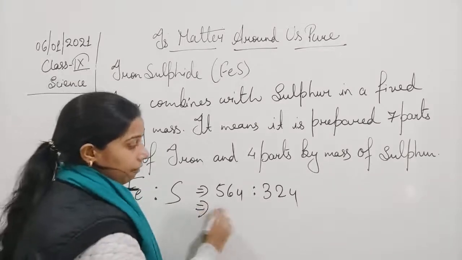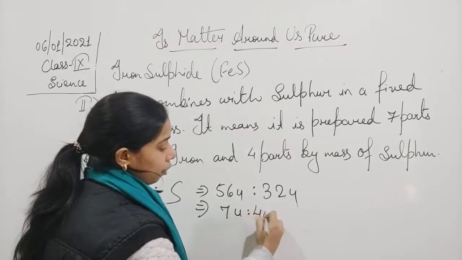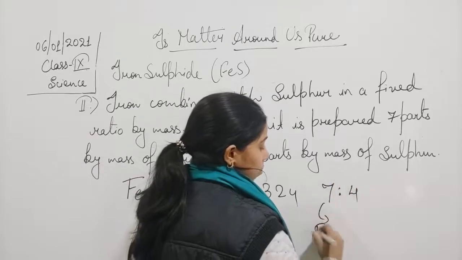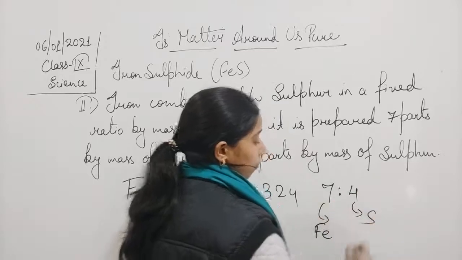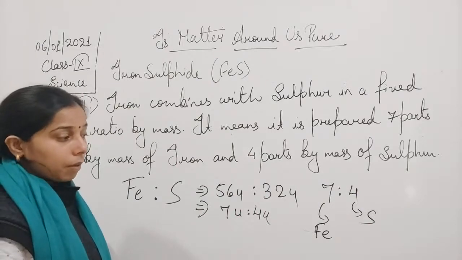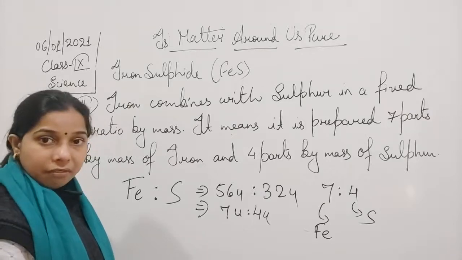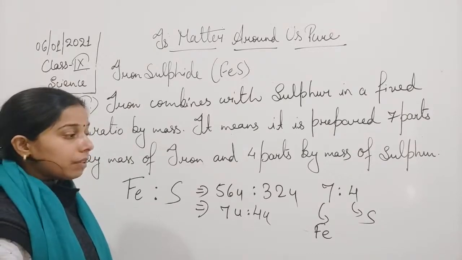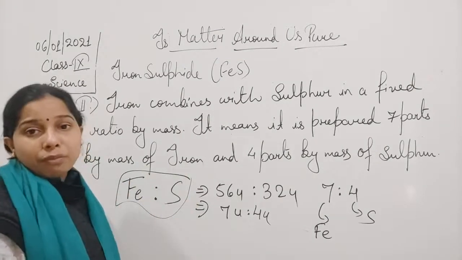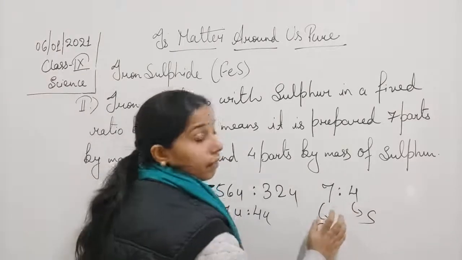Now when you simplify these two, you will get the ratio 7 to 4. This 7 is of Fe and this 4 is of sulfur. So whenever they combine together, they always combine as 7 parts of iron and 4 parts of sulfur. Wherever you find FeS, it is always combined in the ratio 7 to 4.